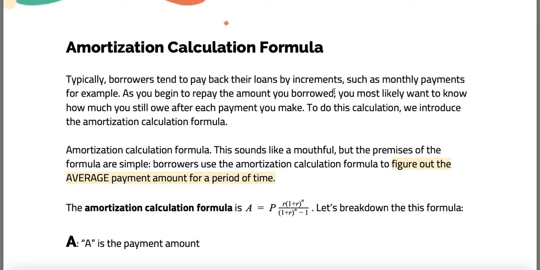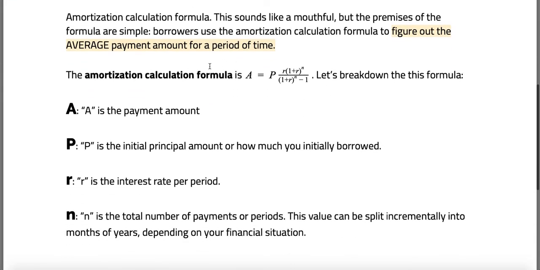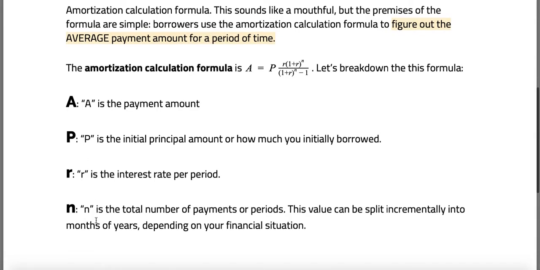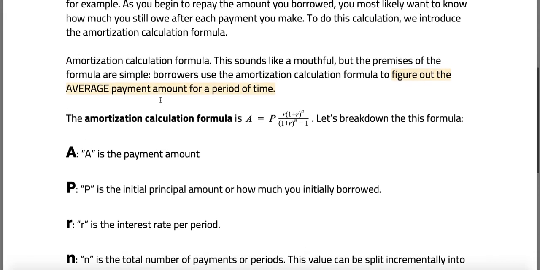It's not like you're going to take out $80,000 and then pay $80,000 in 2 years. Instead, you often do monthly payments over time. And this formula can help you figure out what those payments are going to be. And so you can just plug in these values, P, R, and N, into this formula where P is the principal, R is the interest rate, and N is the number of payments or periods. And based on that, you can find that payment amount, that either it's a monthly payment amount, weekly payment amount, essentially your average payment amount for a period of time.